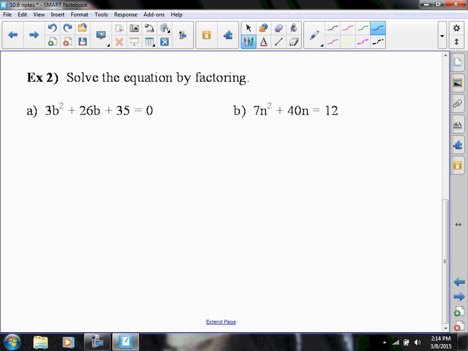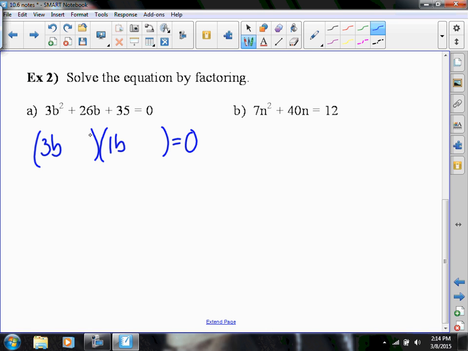Now I want to look for a GCF if I have one, and it looks like 3 could be a GCF, but 3 doesn't go into 35. So I don't think I have a GCF here, but I do need my factors of 3. So I'll need a 3b and a 1b. And then I need my factors of 35. So that's 1 and 35, or it could also be 5 and 7. 5 times 7 is 35. So let's try the 5 and the 7.